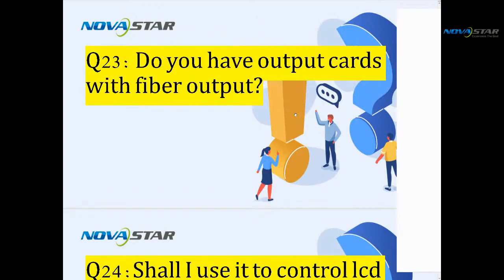The next question: do you have output cards with fiber outputs? Yes, sure, we do. For the 16 output cards, this type of output card has two fiber outputs. For long distance transmission, you will be able to use the fiber output directly to a fiber receiver on the screen side. So the 16 output card does have two fiber outputs, 10 gigabit fiber outputs.